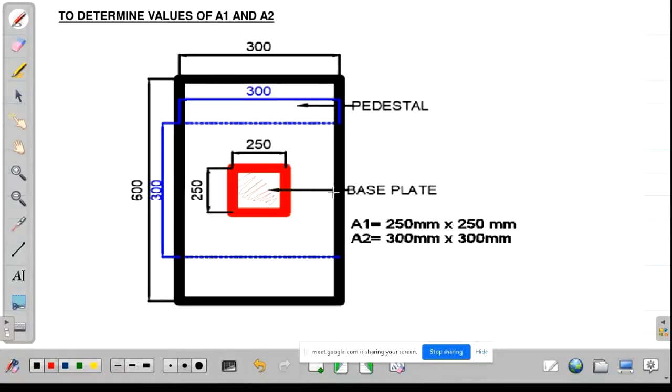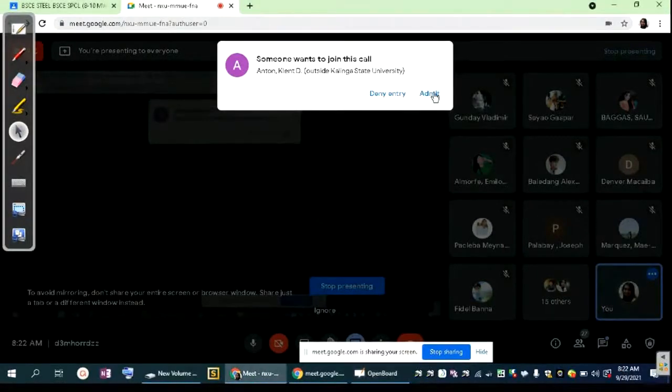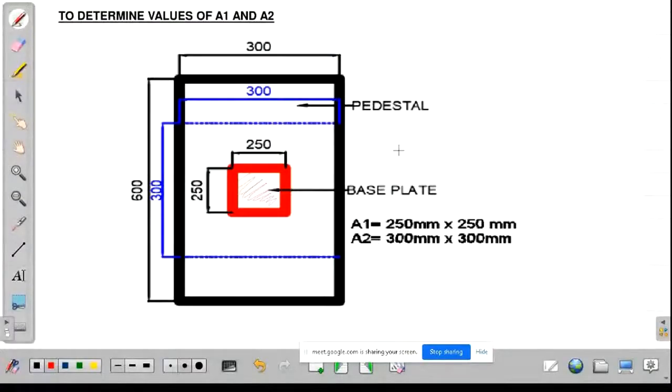And for our area 2, we have to get the maximum area na geometrically similar. Okay? So, for area 2 naman, since this is rectangular, hindi natin pwedeng kunin yung buong area ng pedestal. Kasi pag kinuha natin yung area ng buong pedestal, that is not geometrically similar with this area of our base plate. Okay? So, yung unang gagawin natin is we have to maximize either yung length or yung width ng ating pedestal.